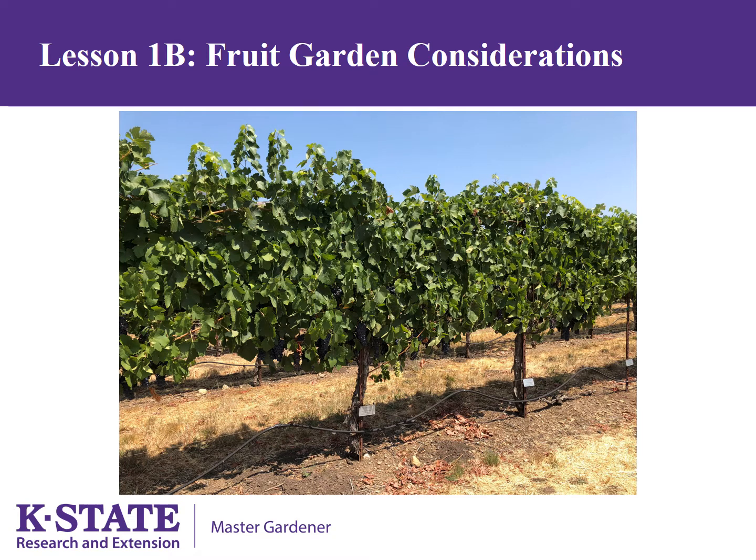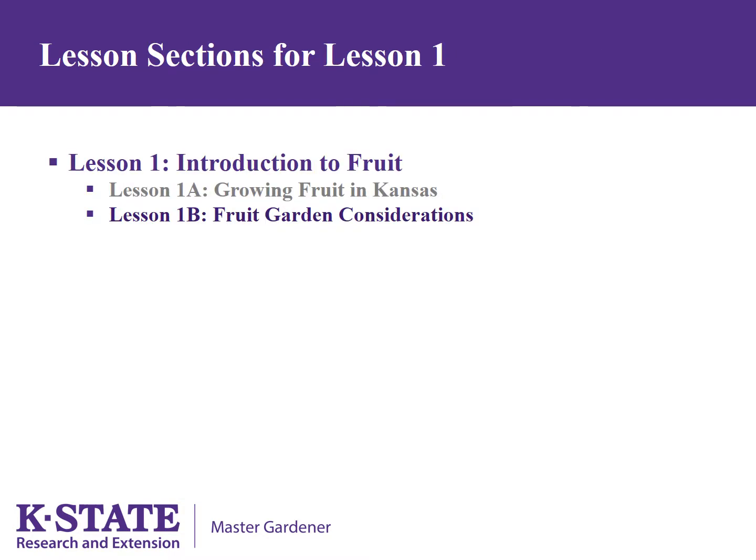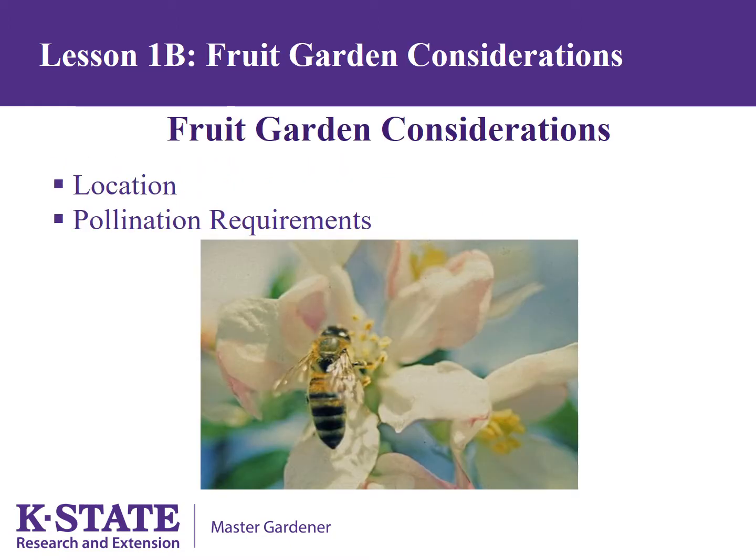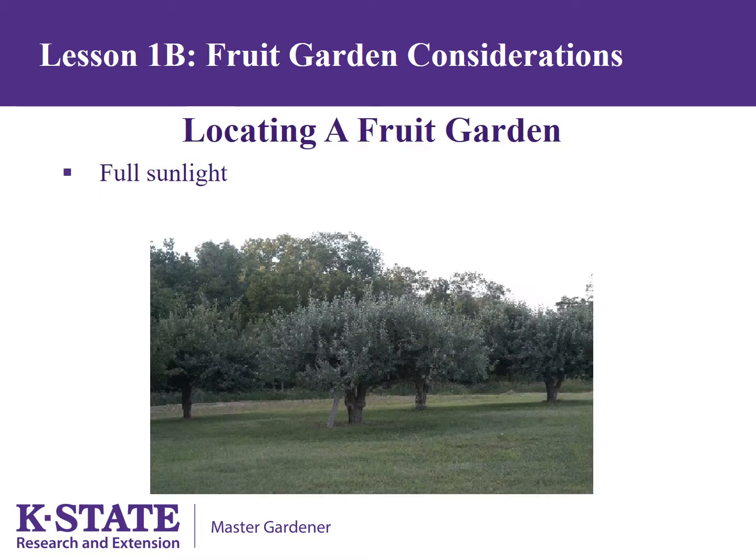In this lesson, we will cover what we will call fruit garden considerations. In our first lesson, we provided an overview of home fruit gardening. Now we will look at more specific recommendations on growing fruit under Kansas conditions. Two things that must be considered before putting in a fruit planting are the location and the pollination requirements of different fruit plants. We will start with location.